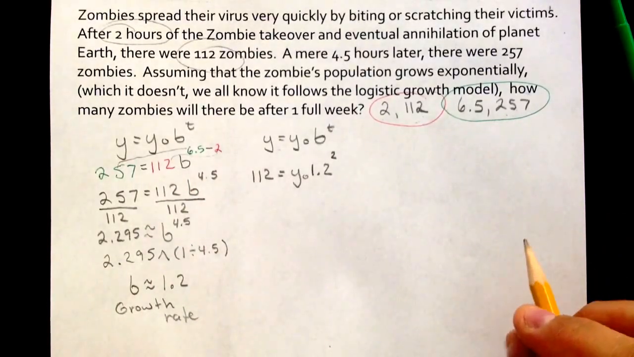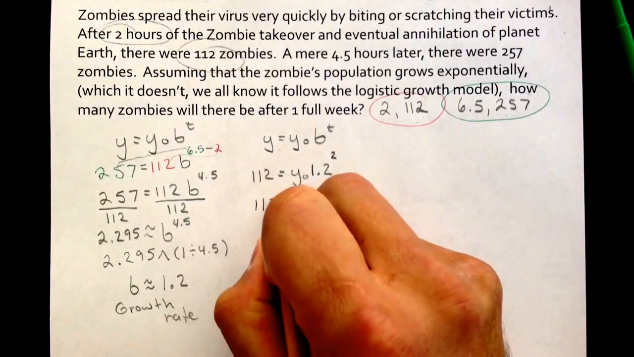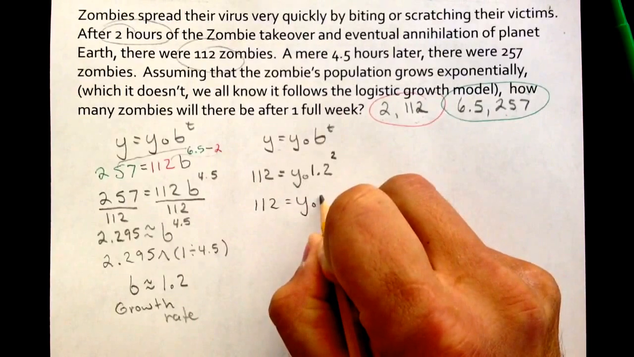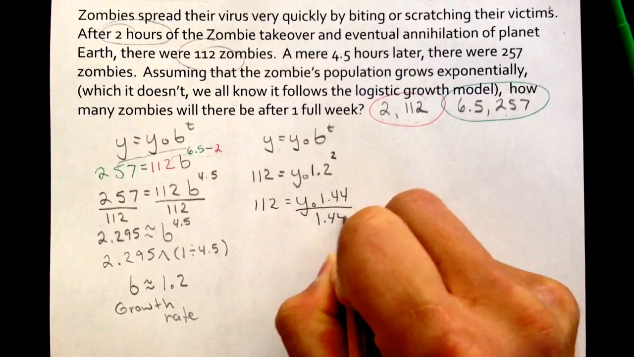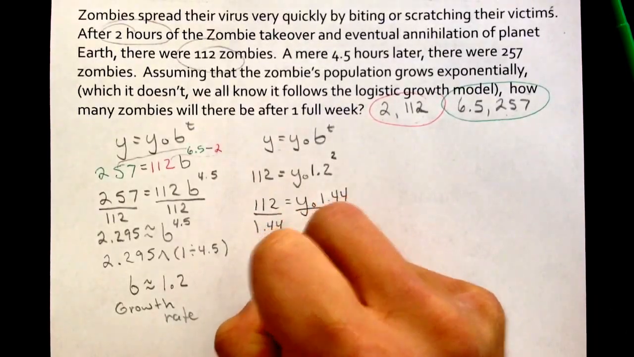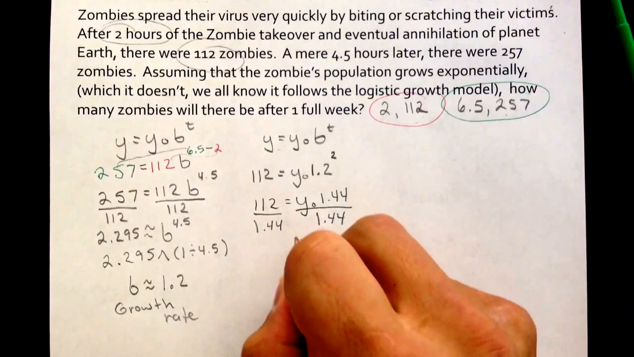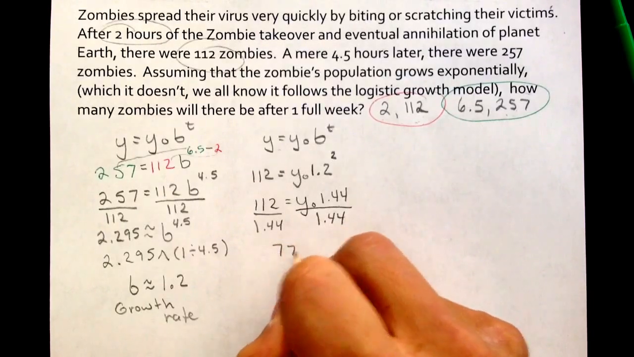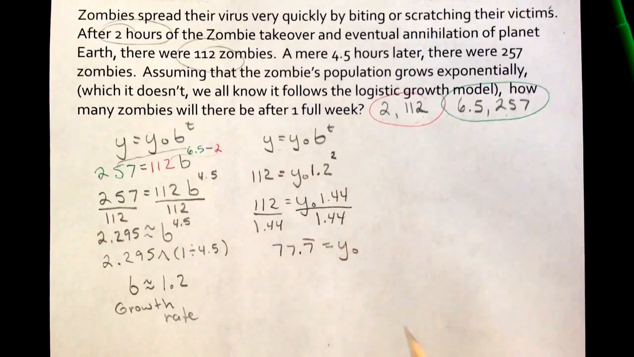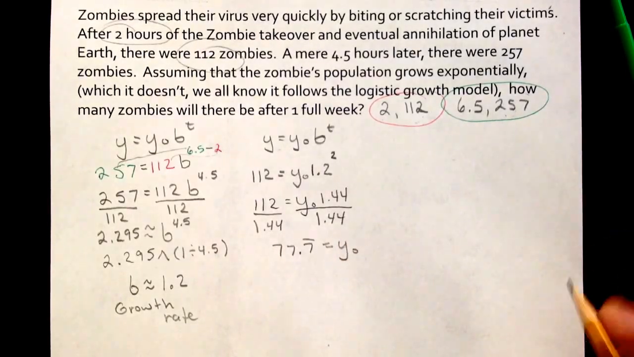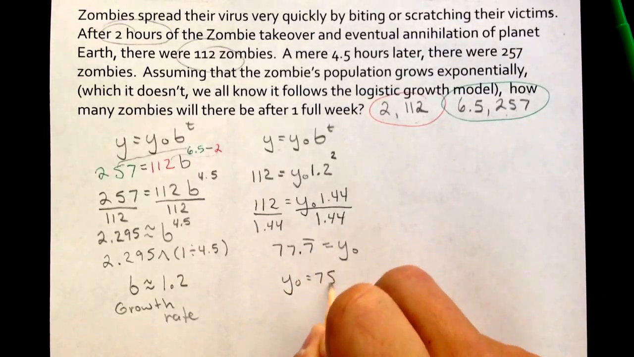So go ahead and find out what 1.2 squared is. And that's 1.44. So we get 112 equals y sub o times 1.44. And go ahead and divide both sides by 1.44. I believe you get something along the lines of around 77.7 repeating. If it's 77.7 repeating, we really can't work with that because that's supposed to be a whole number of zombies, even though zombies might not be whole things. We're going to assume that they are because they're kind of like people. So we're going to round up to 78. So y sub o equals 78.